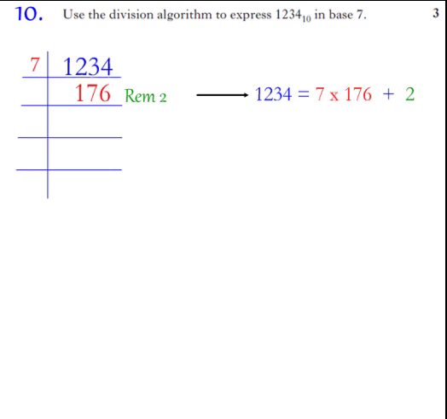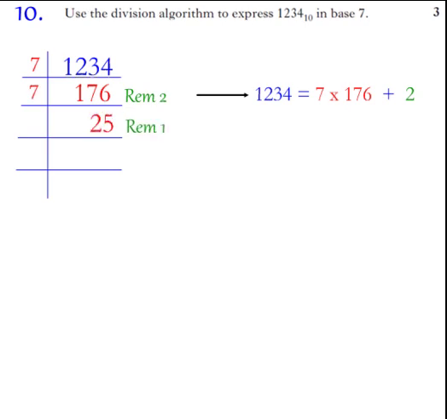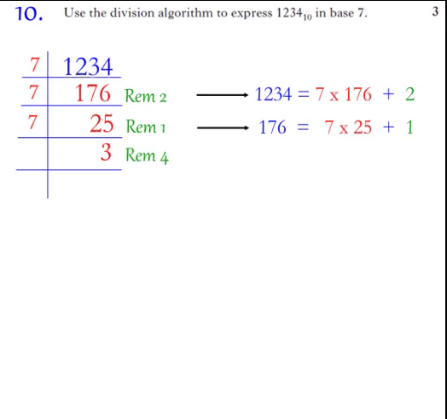Dividing by 7 again, 7 into 176 goes 25 times remainder 1. So we can write 176 as 7 times 25 plus 1. Dividing by 7 again, 7 into 25 goes 3 times remainder 4. So we can write 25 as 7 times 3 plus 4.